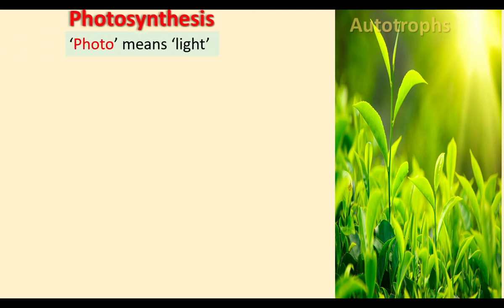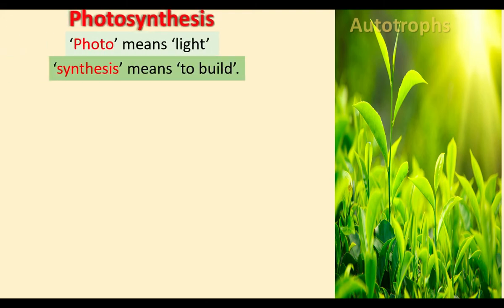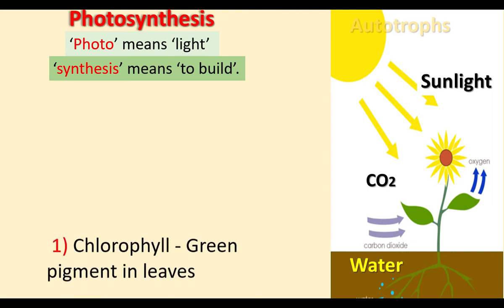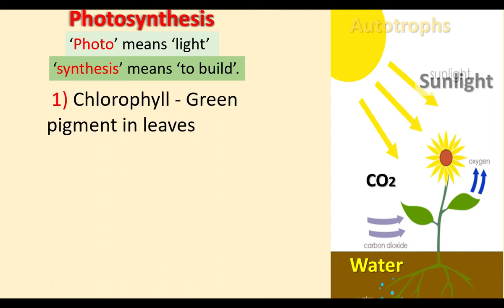Photo means light. Synthesis means to build. Photosynthesis takes place in the presence of sunlight, carbon dioxide and water. Now let us see the things needed for photosynthesis. Chlorophyll.